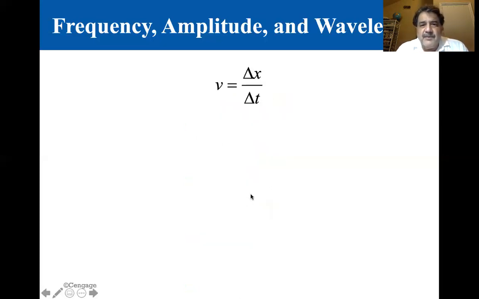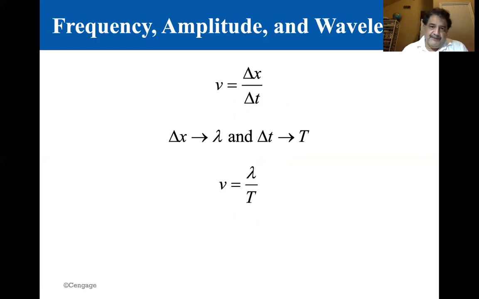Now let's continue. Now the velocity is equal to delta x over delta t. Well, in this case, delta x is equal to lambda, the length, and delta t is equal to T, the period. So v is equal to lambda over the period, and we know that 1 over the period is equal to the frequency. So the velocity is equal to the frequency times the wavelength.